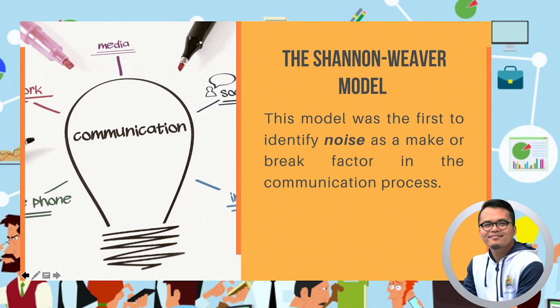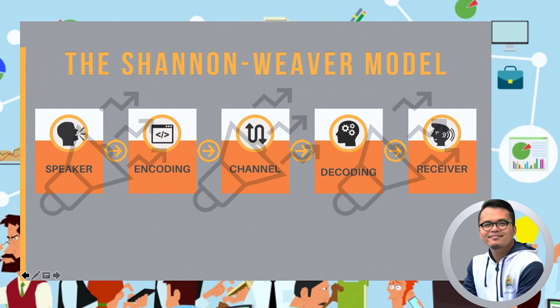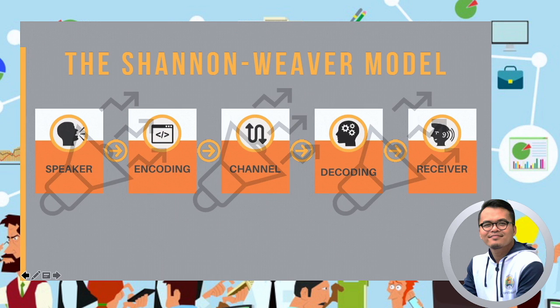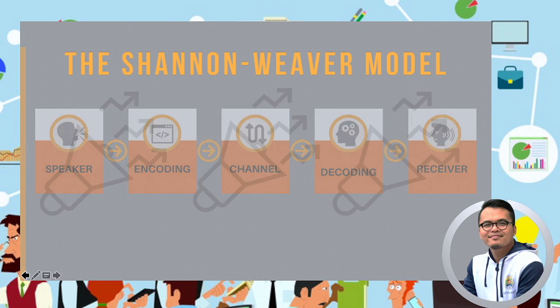The Shannon-Weaver model is also known as the mother of all communication models. According to this model, communication has occurred when a message has been sent and received. Now, another key factor that you have to remember about this model is that this was the first to identify noise as a make or break factor in the communication process. Think of two people talking on the phone and a neighbor's dog barks angrily all of a sudden.